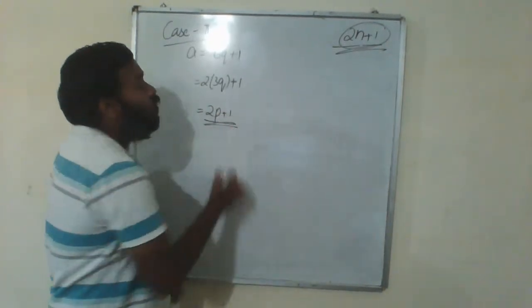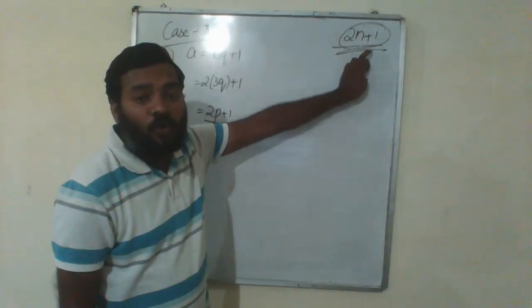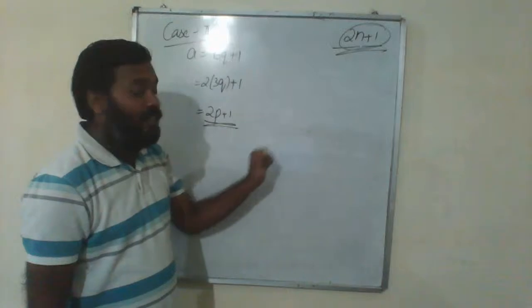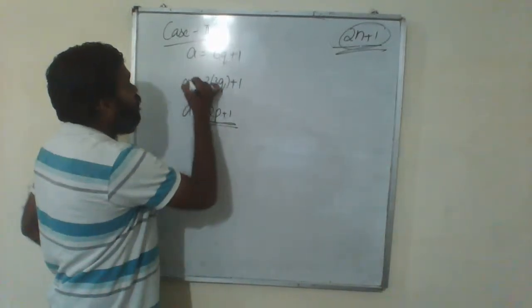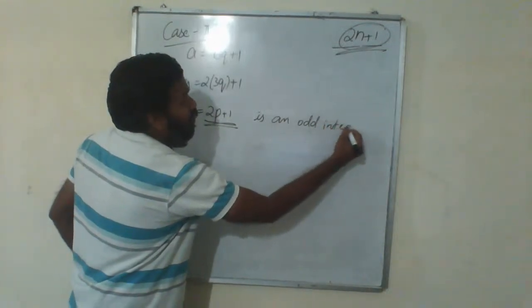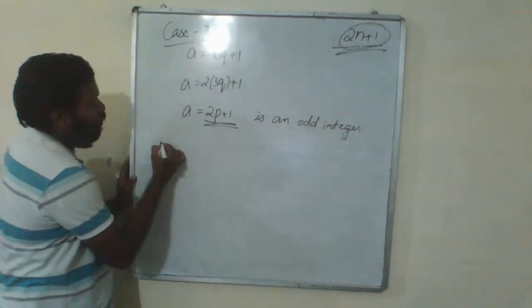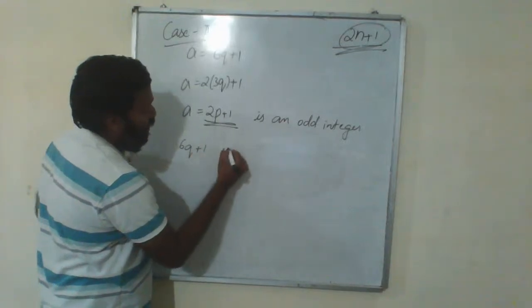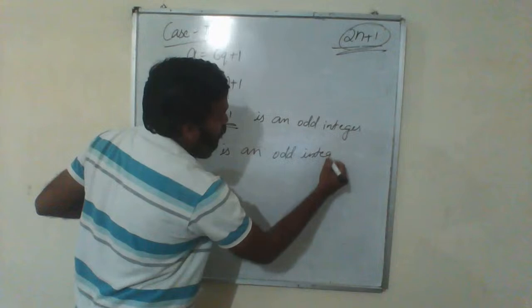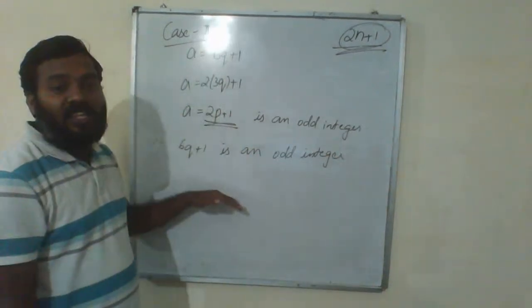This is in the form of 2n plus 1, which is an odd integer. So 2p plus 1 is an odd integer. So a is an odd integer. Therefore, 6q plus 1 is an odd integer. This is our second case.